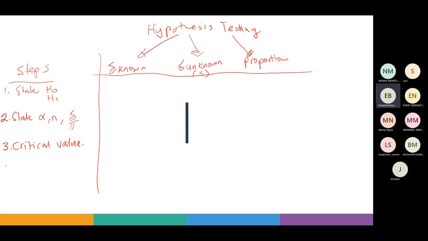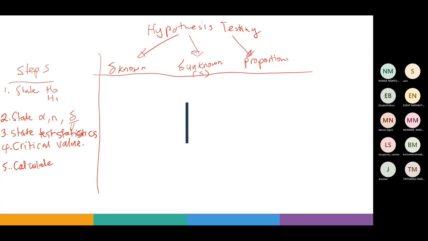Step number 4. Actually, there is another step that I missed earlier on, before step number two. Step number three should be to state the test statistic that you're going to be using, whether you're going to be using the Z or the T. Then step number four, you will find the critical value based on that, whether you're using a Z test statistic or a T test statistic. And step number five is when you need to calculate your test statistic.